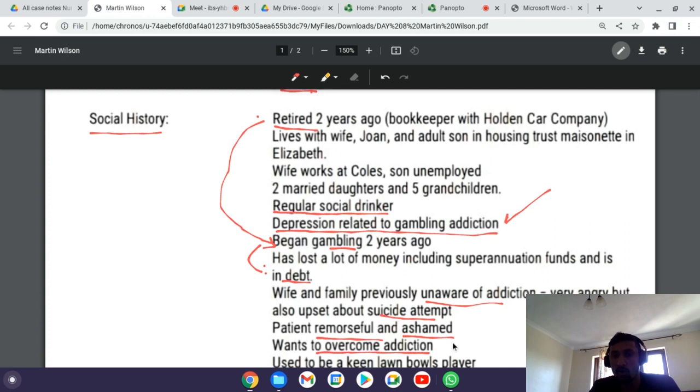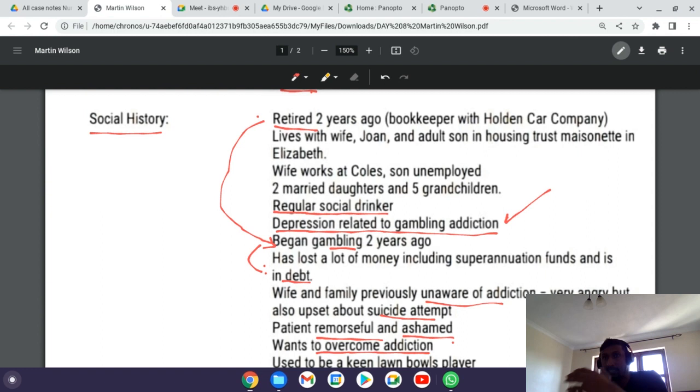Okay. So you finished the story about the gambling addiction. Then you are going to talk about his social history, just the social history, how he lives. He lives with family, and what's his condition. Does he smoke, or does he drink alcohol? That also comes under social history. Write it as a separate paragraph. Don't club it with the gambling addiction.